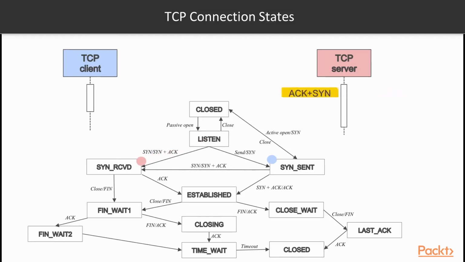Then the server sends an ACK plus SYN segment, and when it arrives, the state of the client goes to established. On the client side, the connection is established, but to be sure that the server also thinks it that way, the client sends an ACK packet to the server. When it arrives, the state of the server also becomes established.